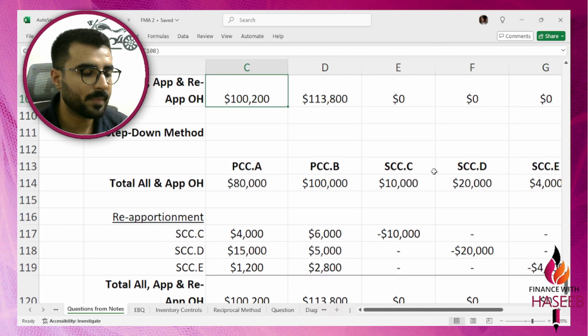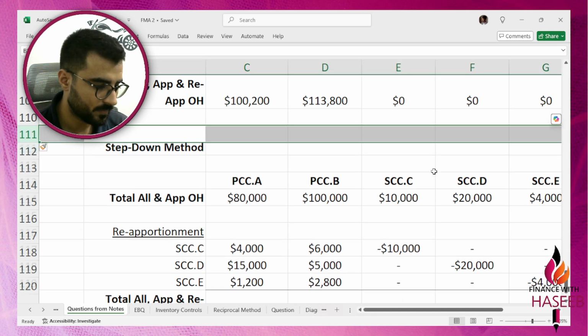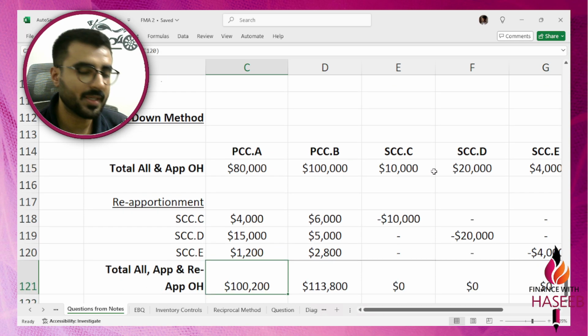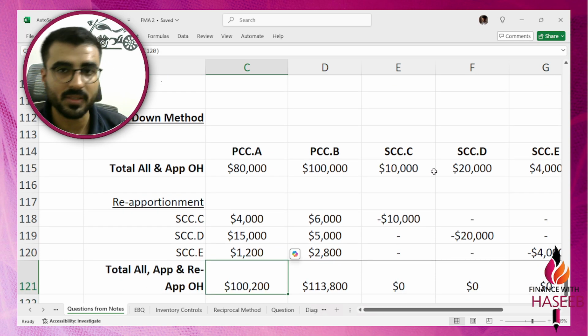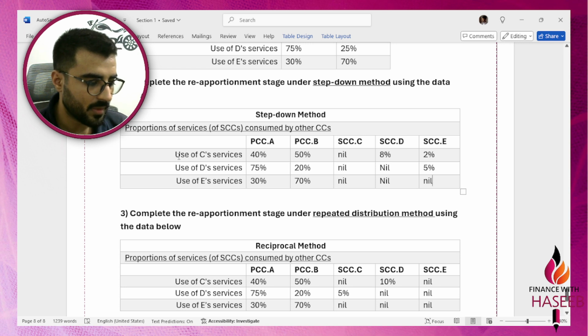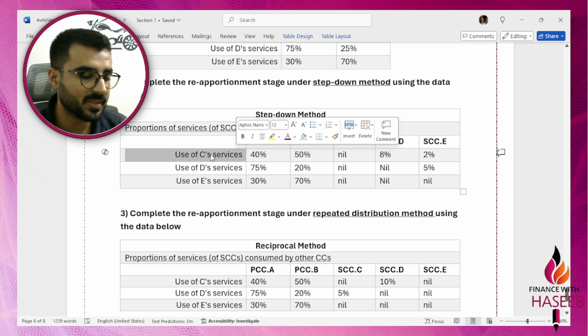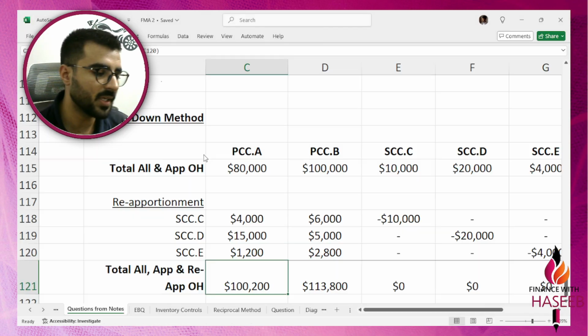Now one thing to remember in the step-down method is that you must start with those service cost centers that are providing services to other service cost centers. So I'm repeating, whenever you are attempting the step-down method, you must start with those service cost centers that are providing services to other cost centers. Service cost center C is providing services to D and E. That means we will start with service cost center C.